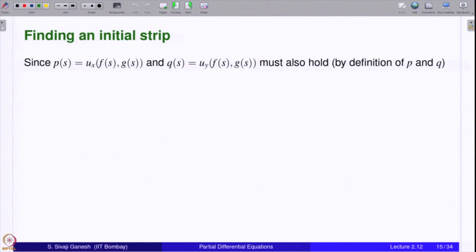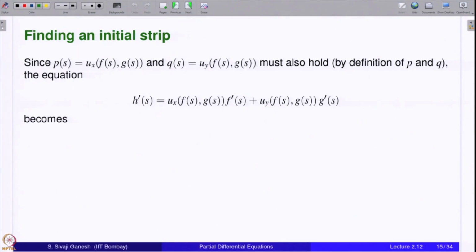Since p(s) equal to p is supposed to be u_x, and q is supposed to be u_y, that should also hold. So, we demand that p(s) equal to this should happen, q(s) equal to this should happen. Therefore, what does this imply? The equation that we obtained in the previous slide, h' equal to u_x f' plus u_y g'. Now, u_x (f(s), g(s)) must be p and u_y must be q.